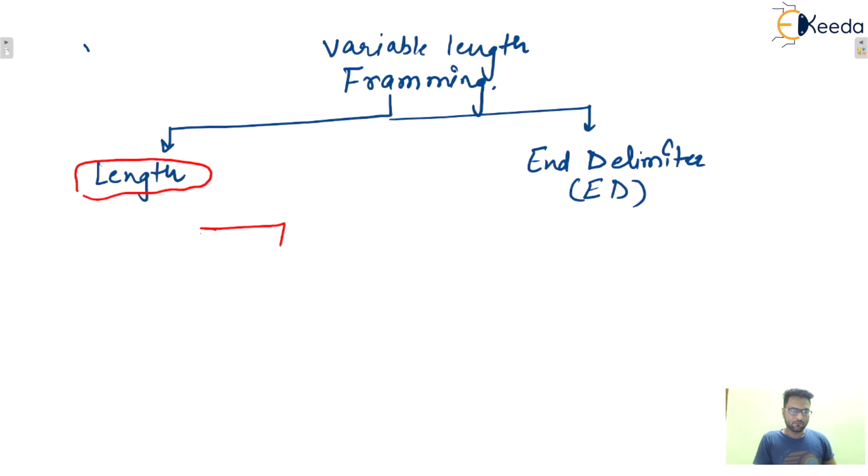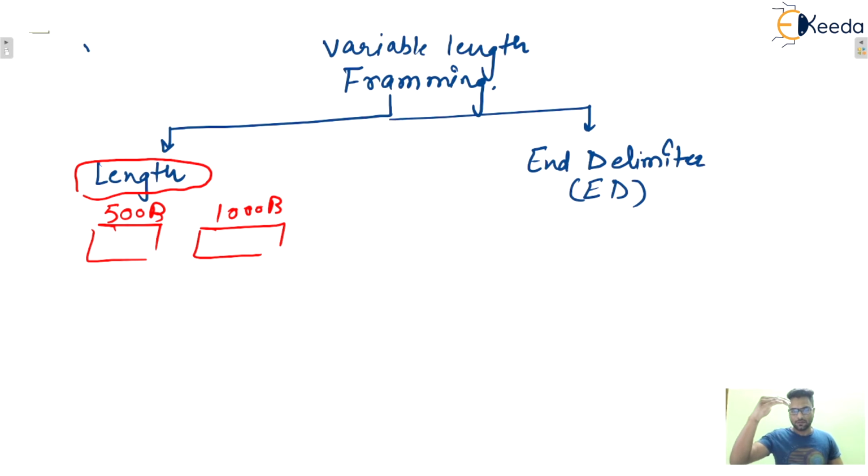Let's say one frame is of 1000 bytes. Then the next one, let's say the data received is of 500 bytes. So the next one will be 500 bytes, and so on. Whatever data we are receiving, we put it into the frame and transmit.